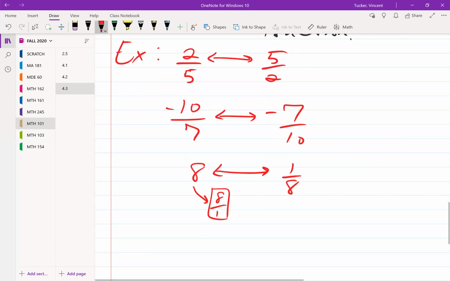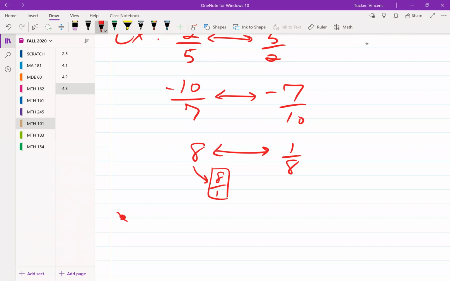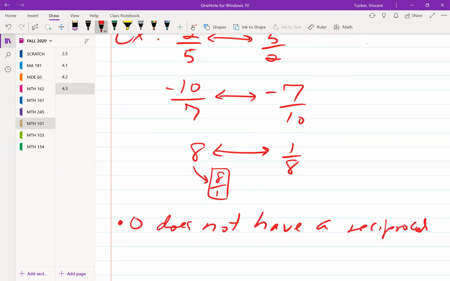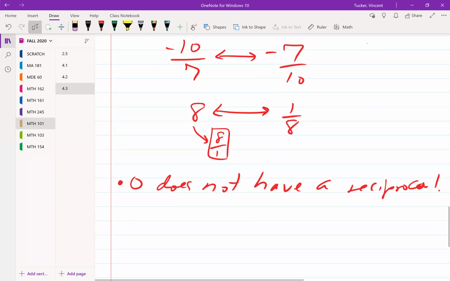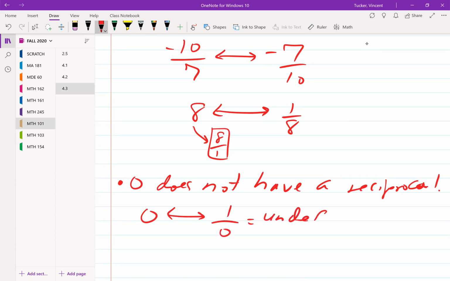All right. Also, put this note right here. I can write it. 0 does not have a reciprocal. Because if you have 0, that means the reciprocal will be 1 over 0, which is undefined. So don't forget, you cannot divide by 0.